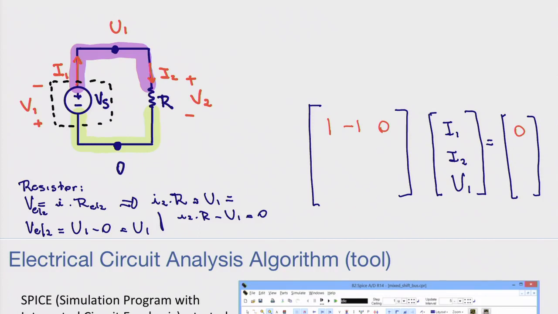Okay, so what does that line look like? 0, R, minus 1. Yeah, 0, R, minus 1, equals 0. Now we need something that will give us I2. How can you get I2?